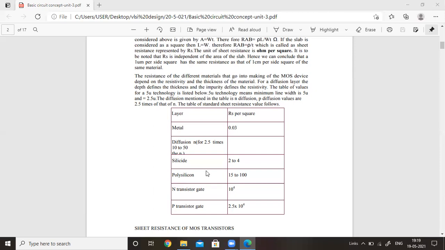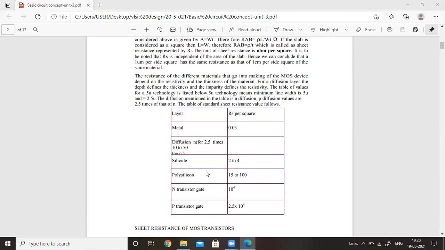Okay, remember that is the point. Now in this case, we are going to represent 5 micrometer technology. What is the meaning of 5 micrometer technology here? It is the width of the transistor. 5 micrometer indicates the width of the transistor.